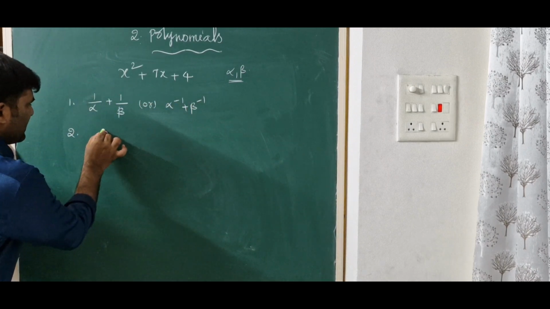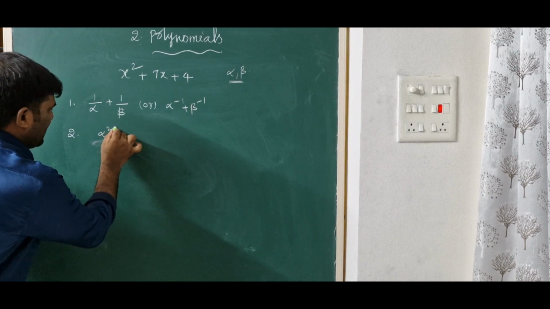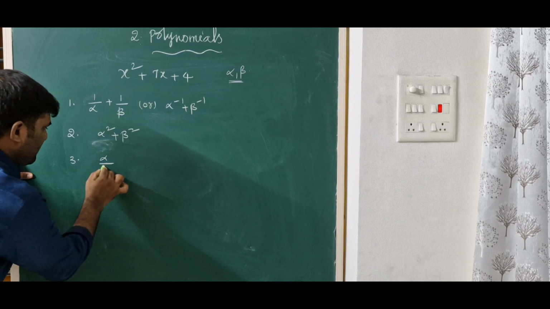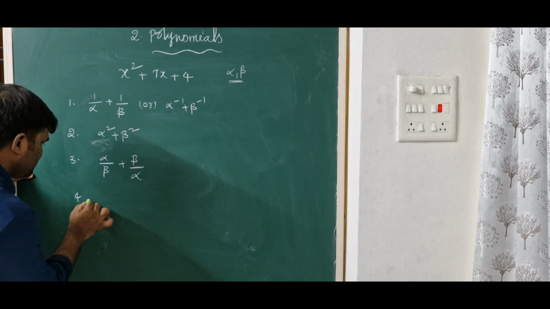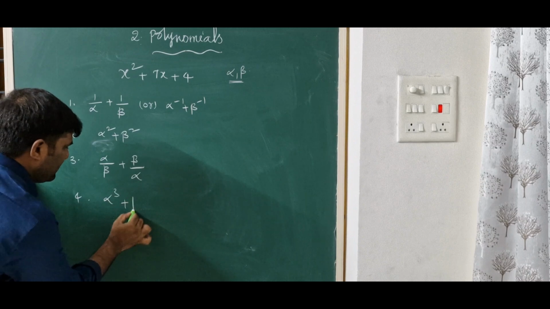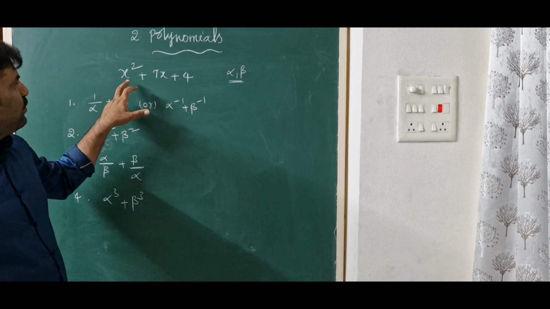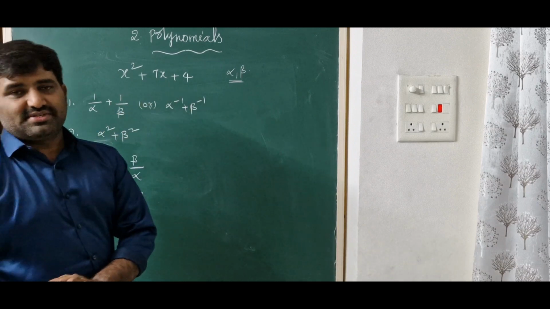The second one is alpha by beta, or directly, first you can take alpha square plus beta square. Third one is alpha by beta plus beta by alpha. The fourth one is alpha cube plus beta cube. So here, when you know the alpha and beta values, directly you can substitute there and find it. This is a very easy question.